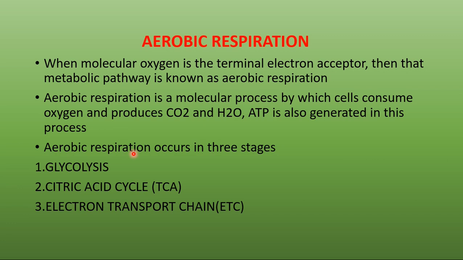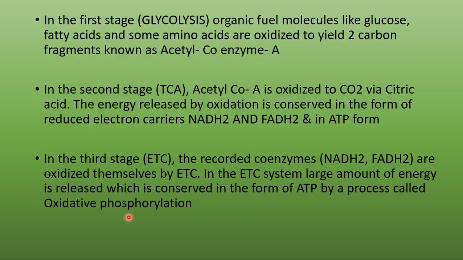Now, aerobic respiration occurs in three stages. One molecule of glucose undergoes the oxidation process through three stages: glycolysis, citric acid cycle, and electron transport chain. First we will discuss glycolysis, then in another part the citric acid cycle, and then in some other part the electron transport chain. So let's begin with what happens in the first stage, then the second stage and the third stage.